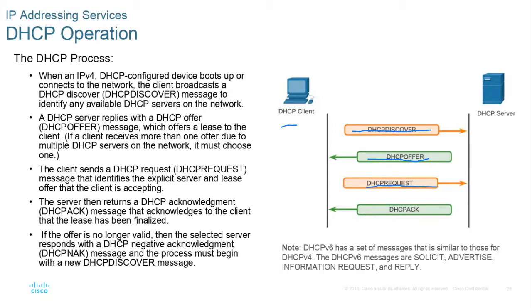Microsoft computers, for example, try to use the same one they used last time. Then that server will send back an acknowledgement, and this closes the sequence. He's given the address to you. He's taken it off his list of available addresses and put it on the list of addresses that have already been allocated, and they shouldn't be duplicated.